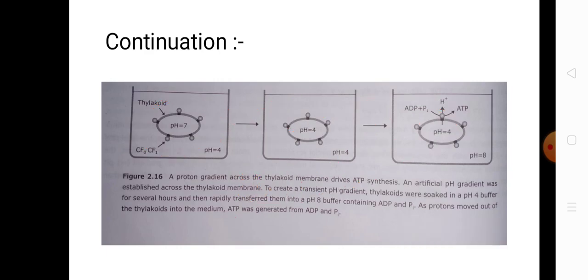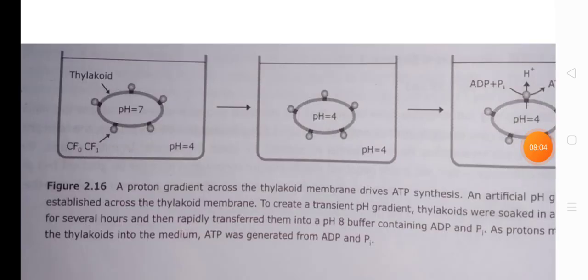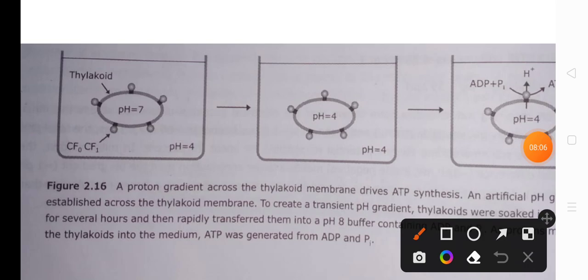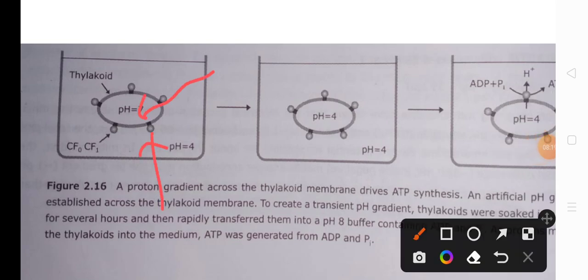So now the idea is they have equilibrated it in a buffer with pH 4 in the dark condition, that is, there will be no presence of light. Okay, so the actual intention was to make the pH of the lumen, which was initially pH 7, into pH 4, because remember the pH of the lumen and the pH of the environment try to maintain an equilibrium.